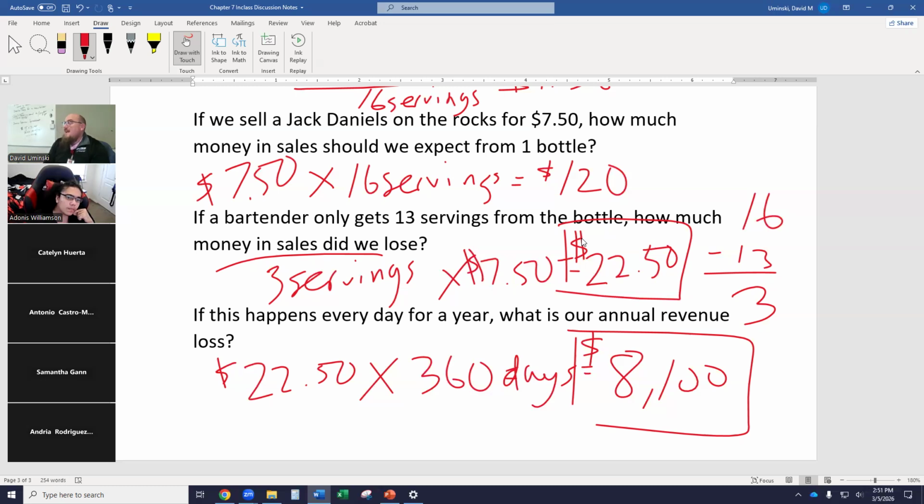Absolutely. And that's just one beverage. That's not the whole bar. That's $8,000 on one beverage. Okay, let me give you this example. I just thought about this.